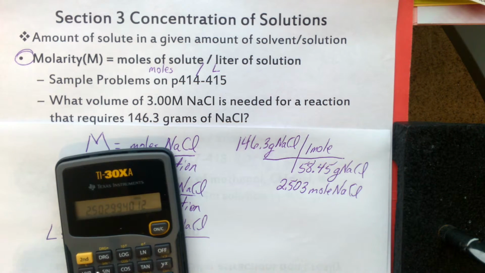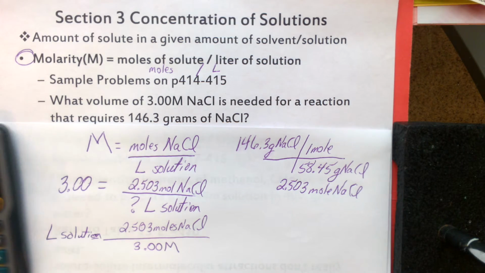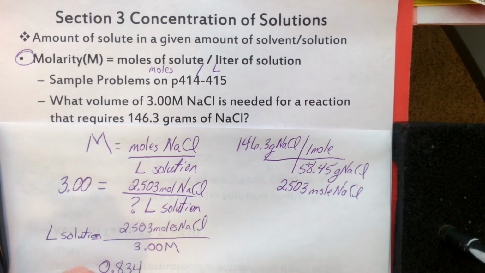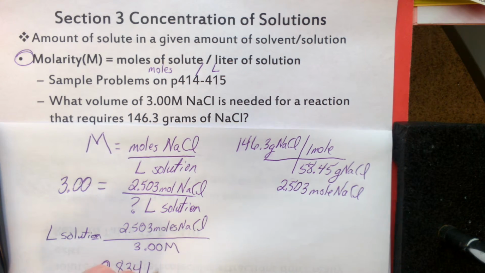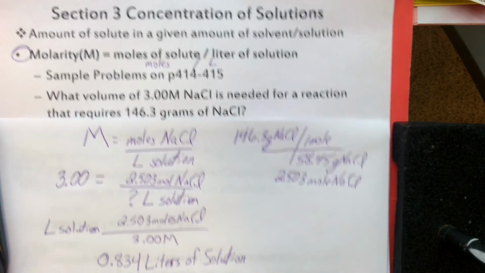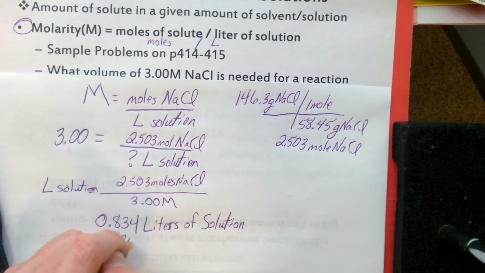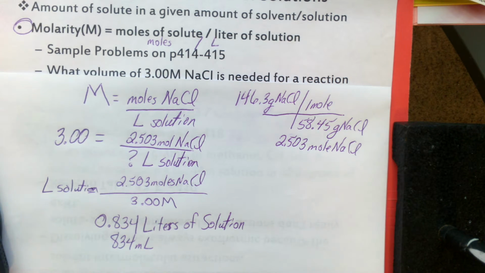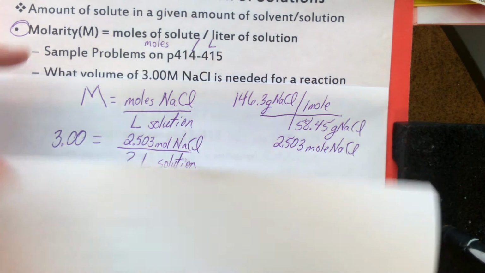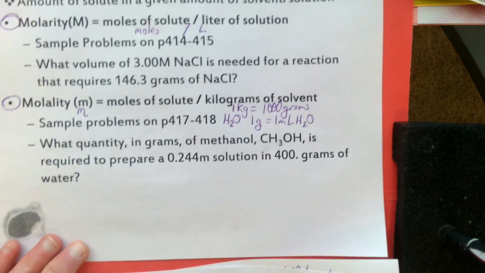So divide this by 3, and it looks like we need 0.834 liters of solution. And if you want to put that into milliliters, that's just 834 milliliters. So molarity is just equal to moles per liter. Now let's try this second one with molality.